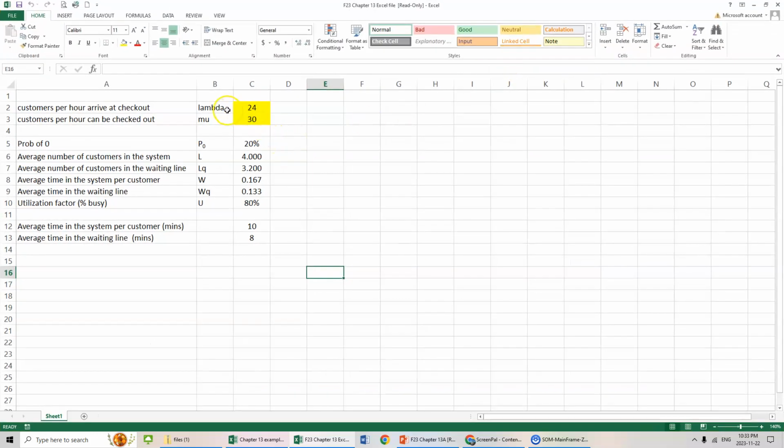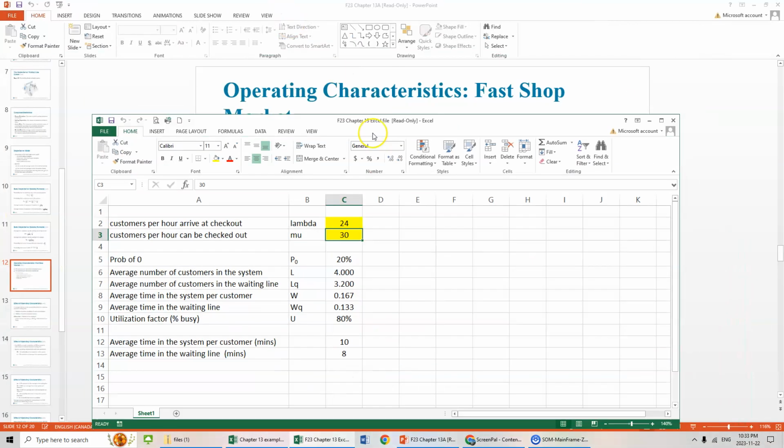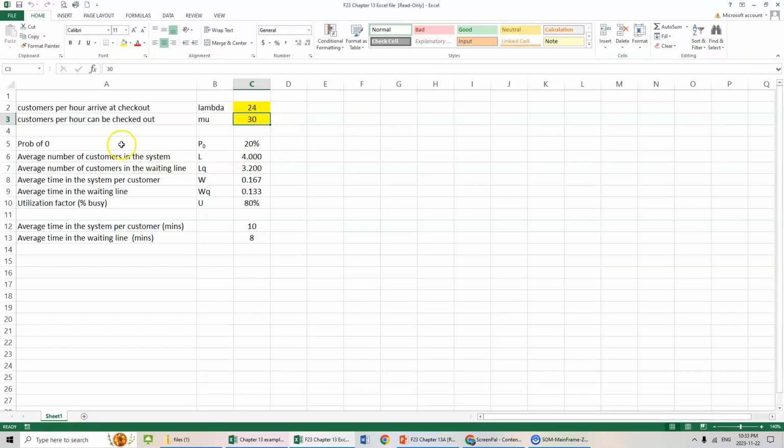What I've done here, we have lambda, we have mu, 24 and 30, that's based on our example here. And then I have created the spreadsheet to calculate the various values that we need. Probability of 0 customers in the system is 1 minus lambda over mu, 20%. So there's a 20% chance that there's no one in the system. So 20% of the time your workers are there without serving anyone, and they could use that time to do other things.